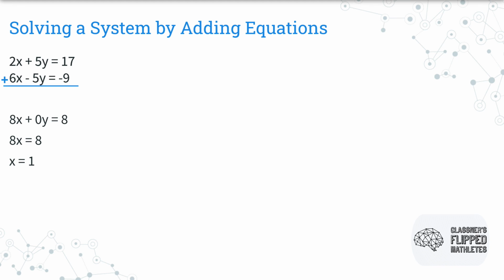From here, we can plug it into either of the original 2 equations. If you plugged it into the 2x plus 5y equals 17, you get 2 times 1 plus 5y equals 17, so 2 plus 5y equals 17.